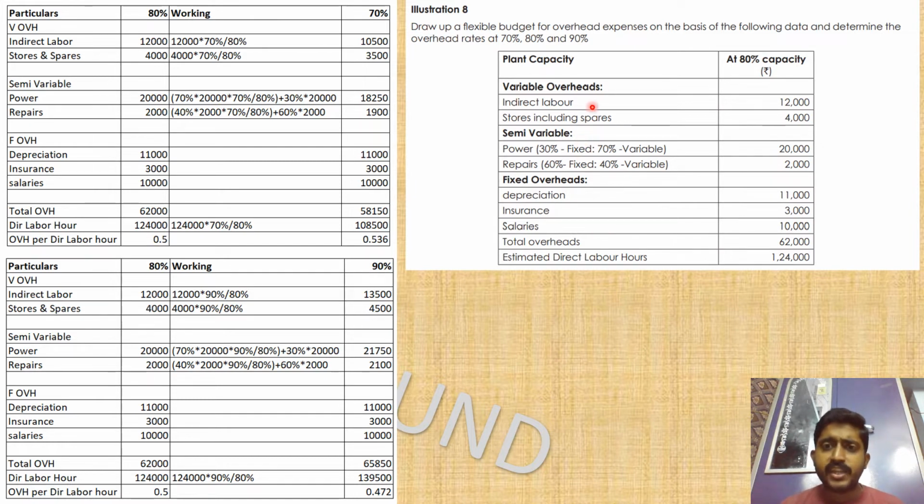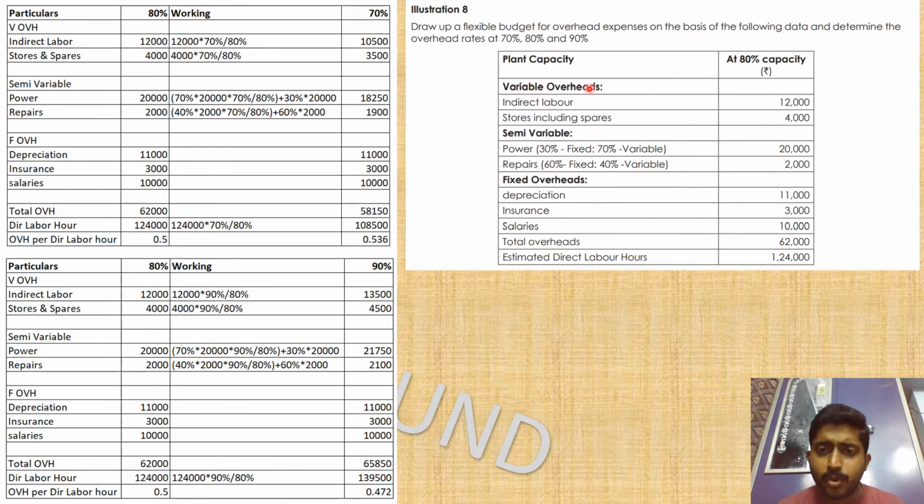So the details are given in the question for 80% capacity. The 80% capacity overhead expenses are given. What we have to do is work out what the budget will be for 70% and for 90%. We have to plot that. The first thing is the variable overhead. We should not have any doubt about variable overhead, because we have seen this type of problem a lot in our marginal costing discussions itself. So here I have plotted all this.